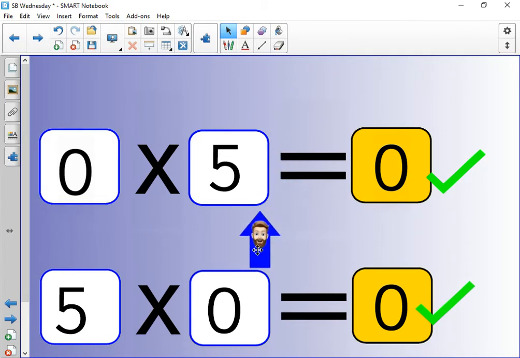So I've got 2 calculations here. 0 lots of 5 is 0. 5 lots of 0 is 0. If we've got nothing and we multiply it by something, we're still going to have nothing. So it's the same for any number. If we multiply by 0, whether it's in the first position or the second position, the answer is always 0. When we multiply by 0, the answer is, say that sentence and finish it off. Good job, well done.